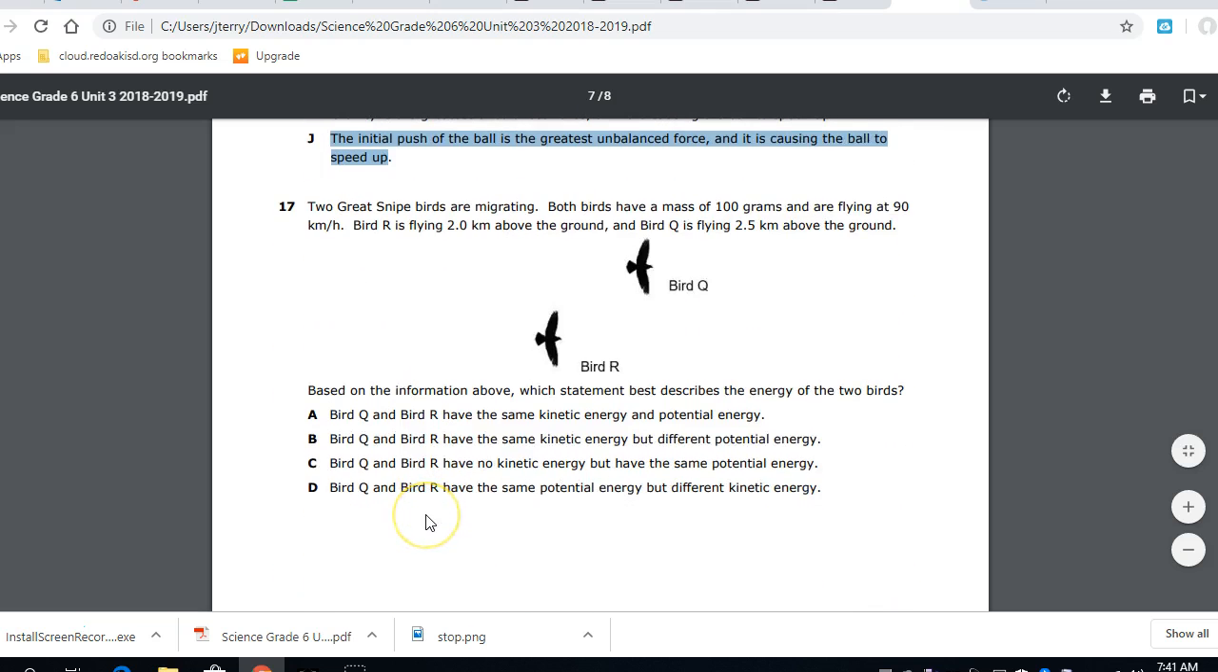Number 17, last problem. 2 great snipe birds are migrating. I don't think a snipe bird is real. Those look like crows, just saying. 2 great snipe birds are migrating. I'm gonna have to look that up.